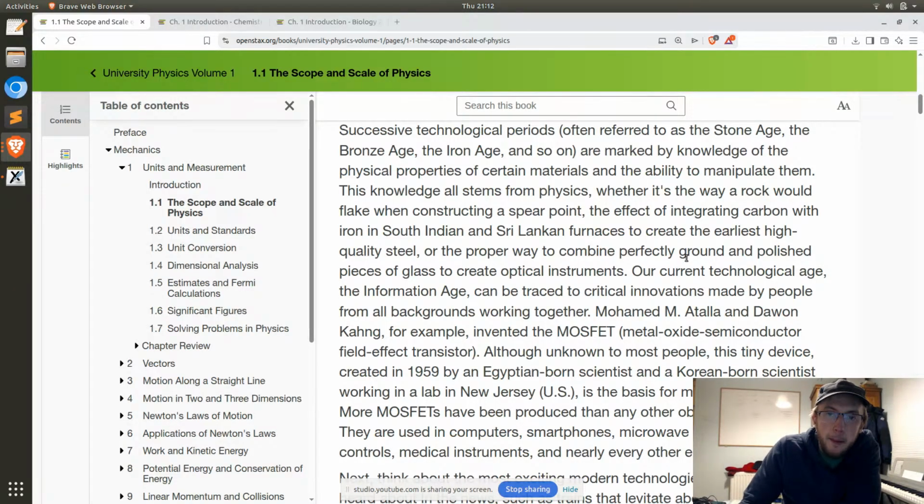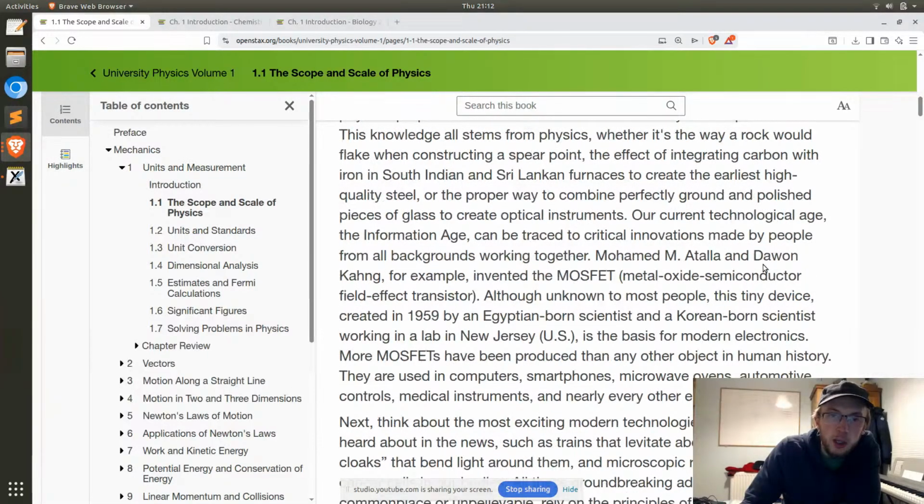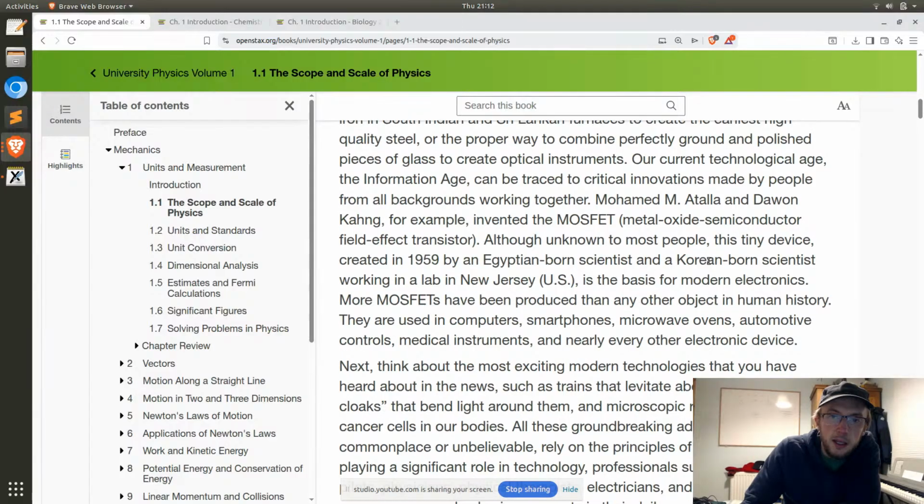Or the proper way to combine perfectly ground and polished pieces of glass to create optical instruments. Our current technological age is called the information age and can be traced to critical innovations made by people from all backgrounds working together. Muhammad M. Atala and Dawon Kang, for example, invented the MOSFET, metallic oxide semiconductor field effect transistor.